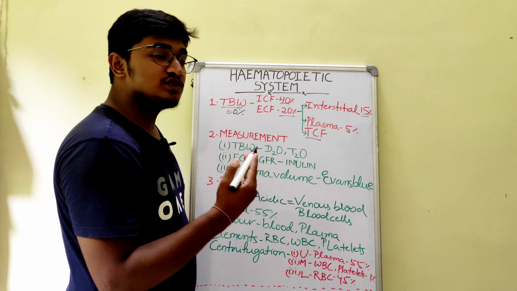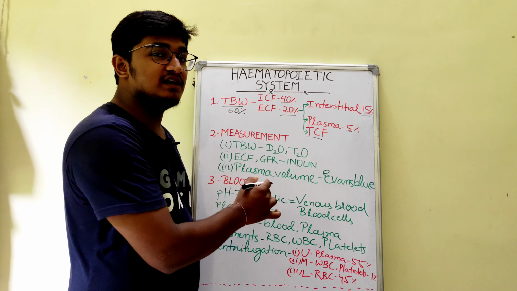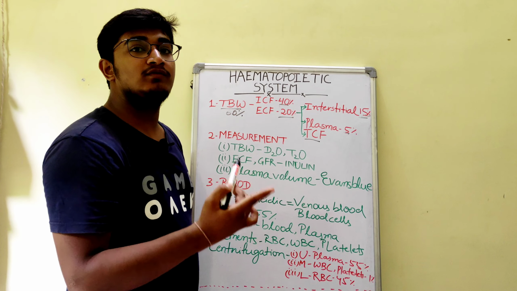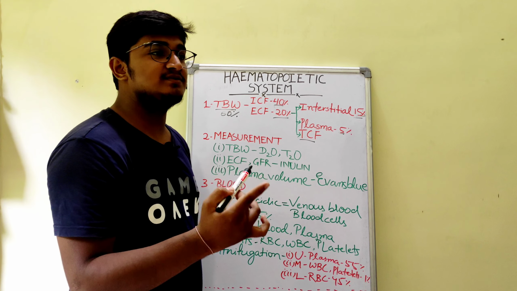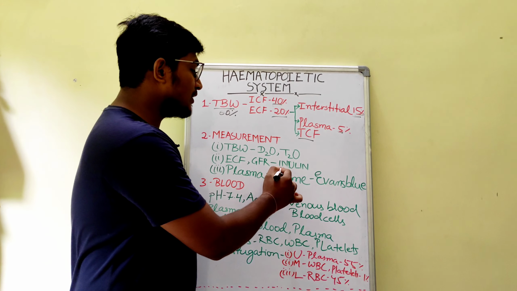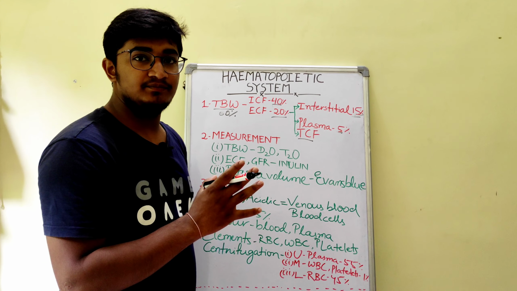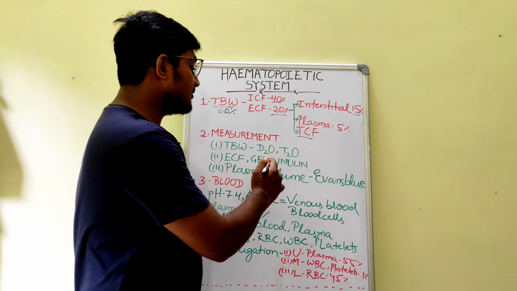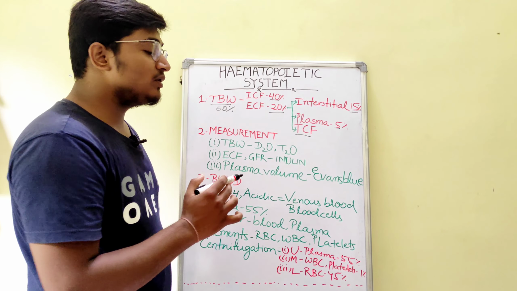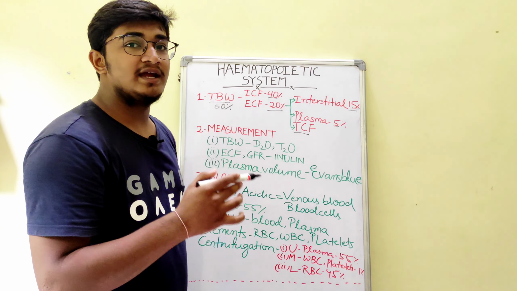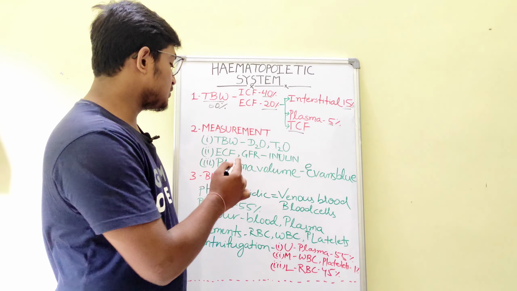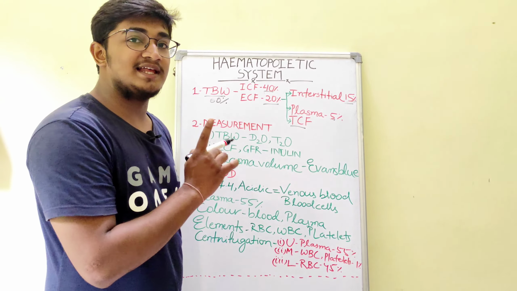Okay, next we want to cover the ECF and GFR. ECF is extracellular fluid and GFR means glomerular filtration rate, which is conducted in the kidney, and we can measure it with the help of inulin. Again, we can conduct the plasma volume measurement with the help of Evans blue. Evans blue is a dye, and through this we can measure the plasma volume.